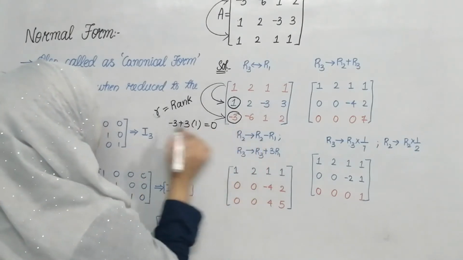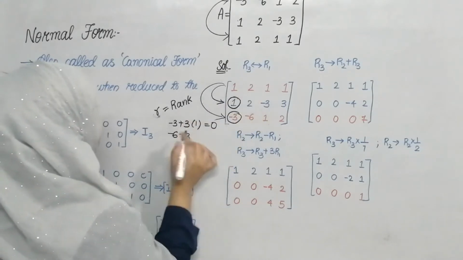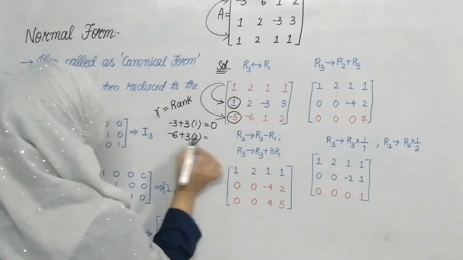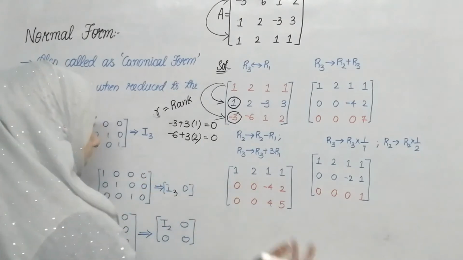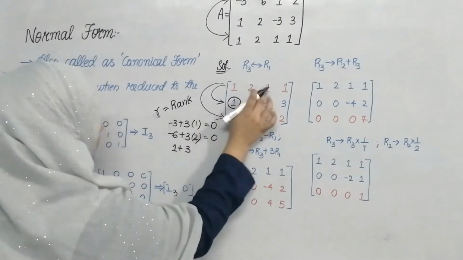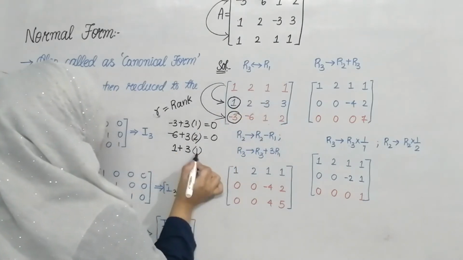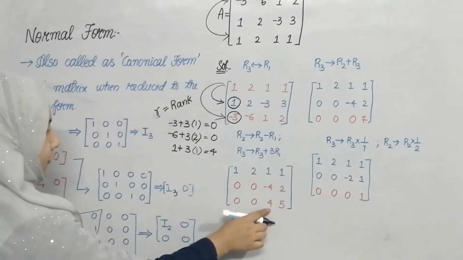Now what is row 3? Row 3 is minus 6 plus 3 times row 1, which is 2. So what will this be? 3 2s are 6. 6 minus 6 is 0. Obviously this will also be 0. Next, this is 1 plus 3 times 1. So 3 1s are 3, plus 1 is 4. Done. So this is 4.